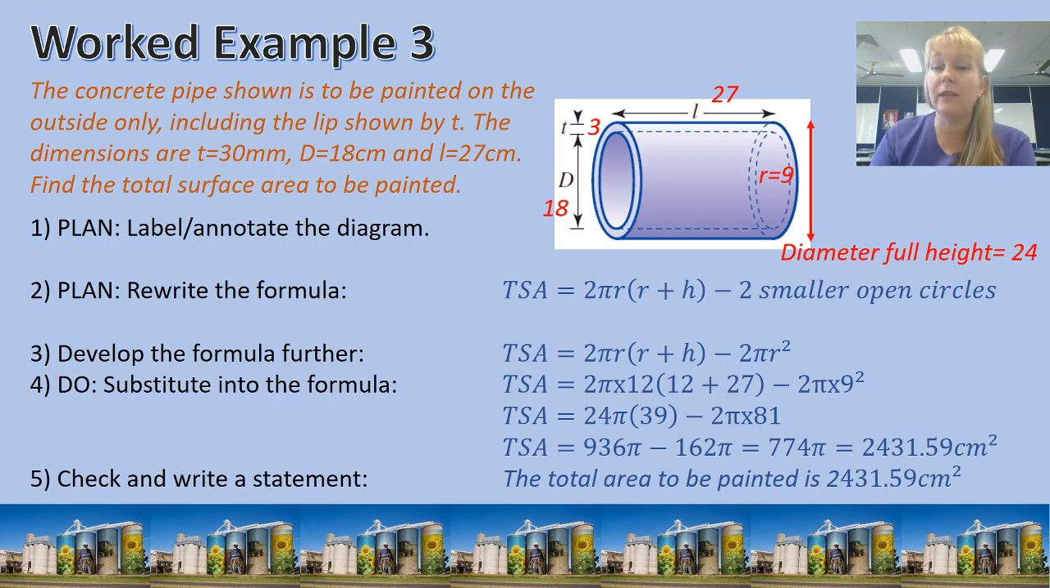Simplifying that a little further again, 24 times 39, I'm going to need my calculator for that one, is 936 pi. Take away 2 times 81 is 162 pi, is 774 pi. Now I come back to my question. I wasn't asked to give this in an exact value, so I've given it as an exact value there, but now I'm going to convert it into a real number. It's 2,431.59 centimetres squared.